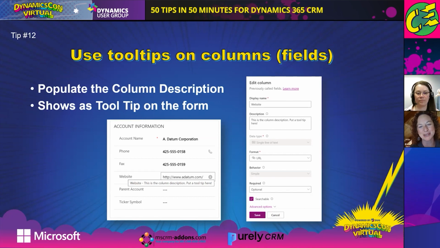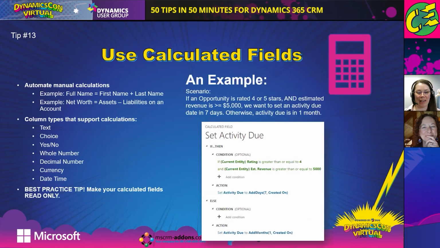I mean, this is a simple one showing us website. But when you create a custom column, a custom field, you can let that user know what it is. If there's a calculated field, you can maybe define the calculations so they understand. And I guess I'll stop. Great segue into calculated fields.